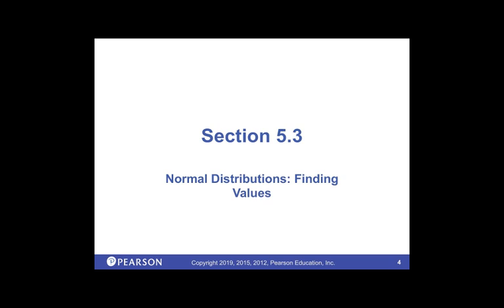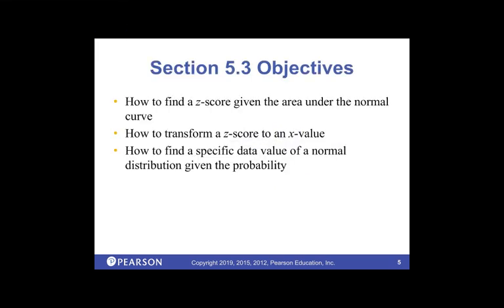Okay. All right. So how to find a z-score given the area under a curve. So given the probability, how do we find the corresponding z-score? How to transform a z-score into an x value. And then how to find a specific data value of a normal distribution given the probability.